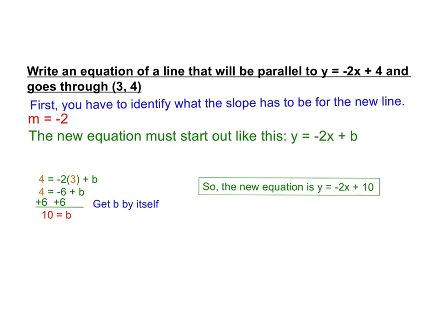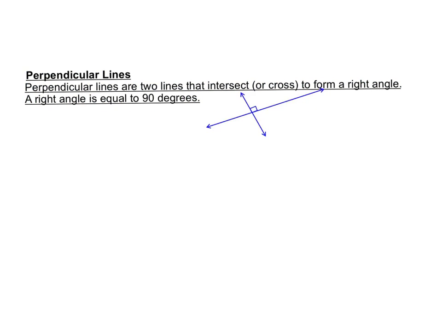Once we identify the slope, it's the same kind of problem as what we did on Friday. Slope and a point. Once you have the slope and a point, you solve it the same way. It's in that second category. Questions on that? Okay, let's talk about perpendicular.